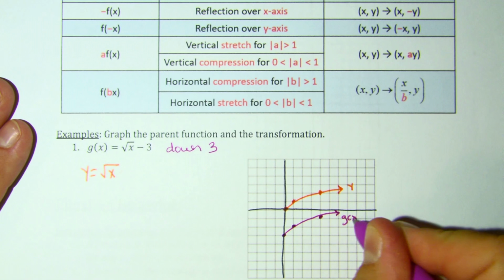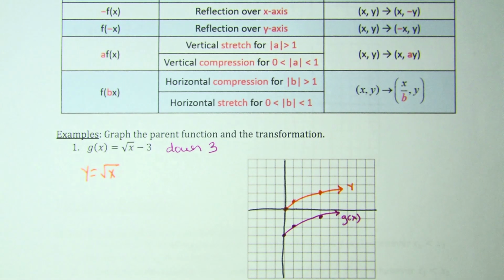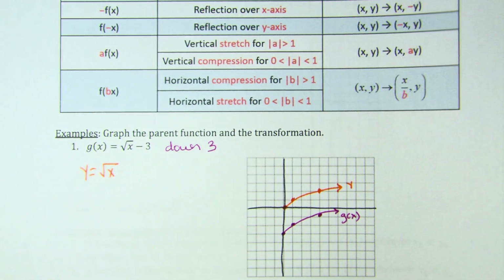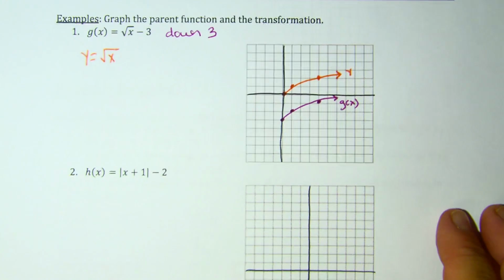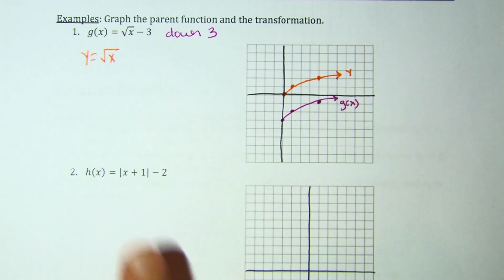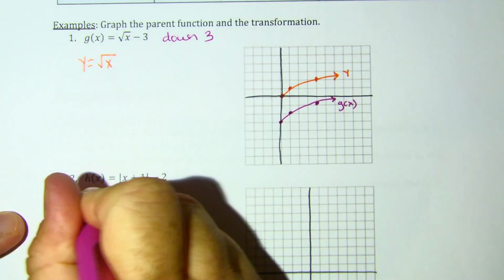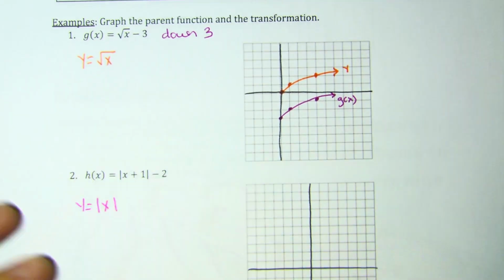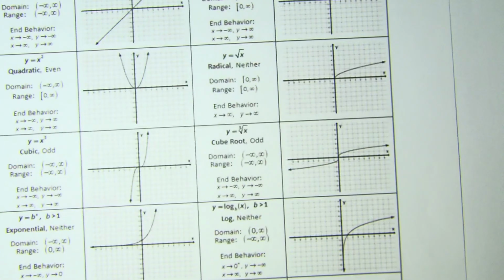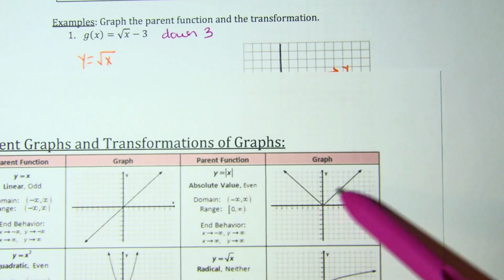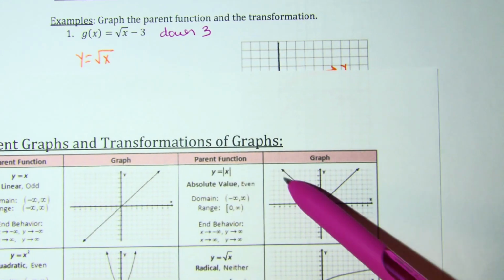And that's g of x. So we can do this with any type of function. This next one here shows us the absolute value function, and so the parent graph there would just be y equals the absolute value of x. And looking back at that sheet we have here, the absolute value function is just like this. It's a sharp V, just like this here.